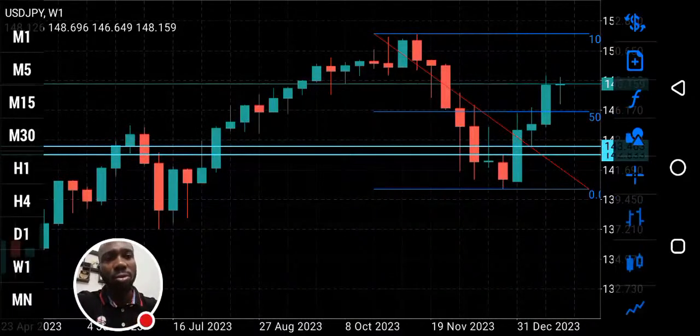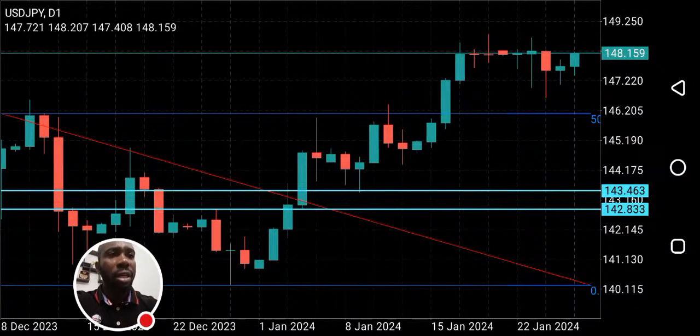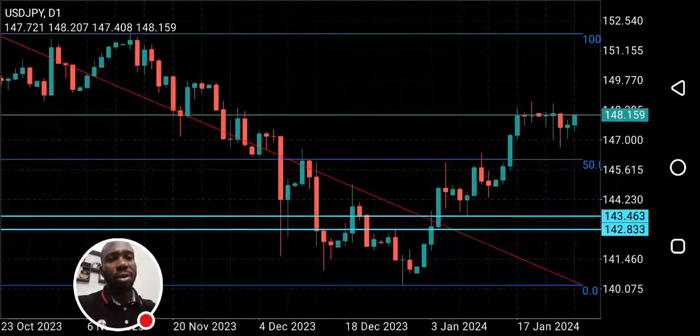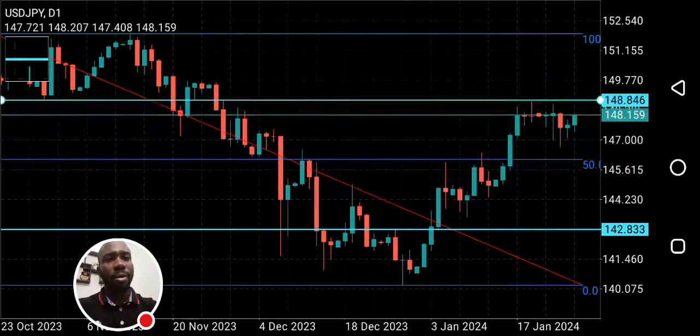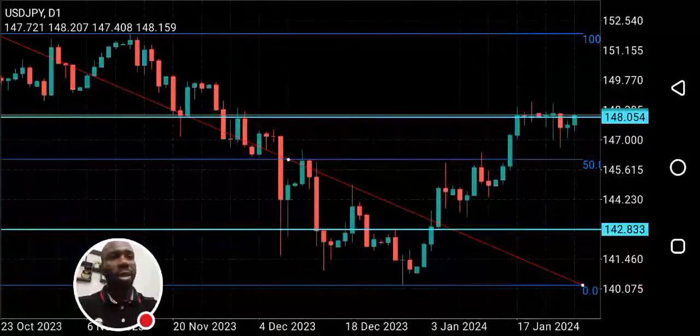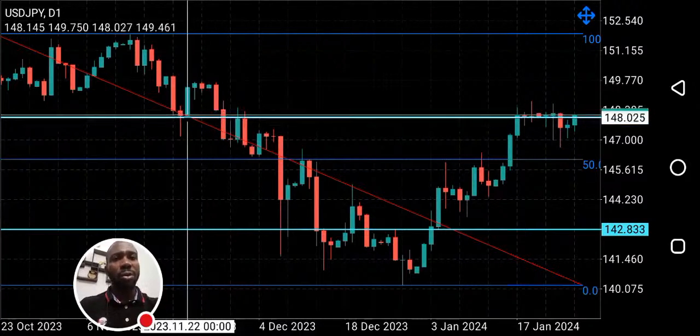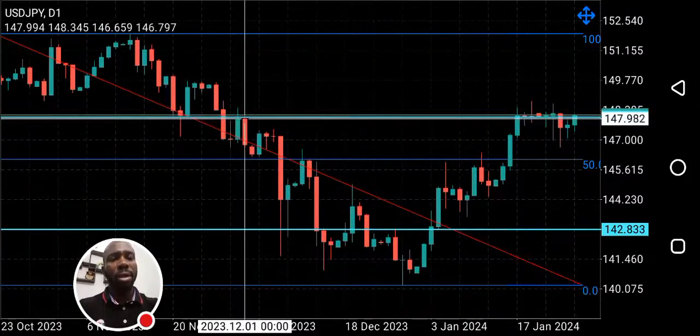Okay, so let's go down to daily. What do we have on daily? You can see on daily there have been several reversal candlestick patterns. Can you see that? If you go back, you would see a resistance level at this point. We also had a support here, which became a resistance.